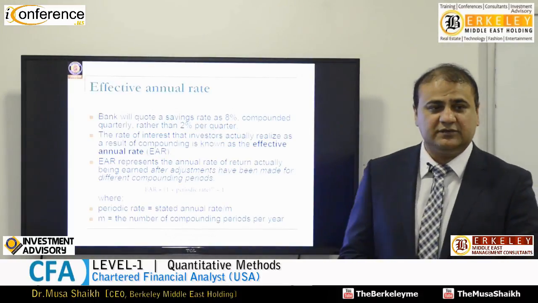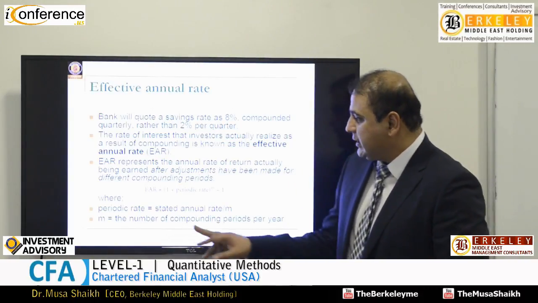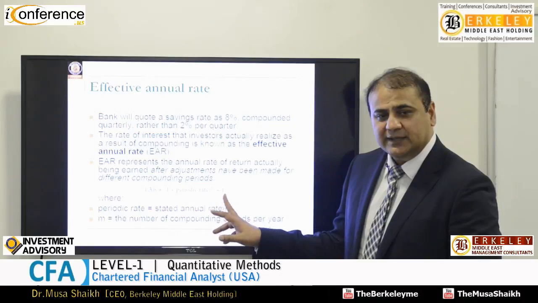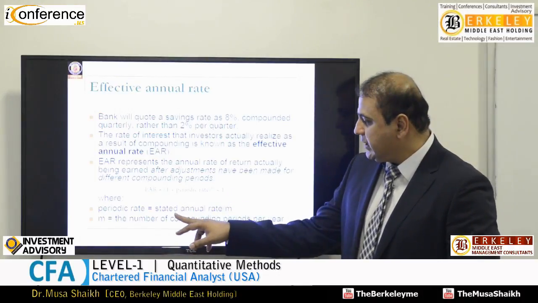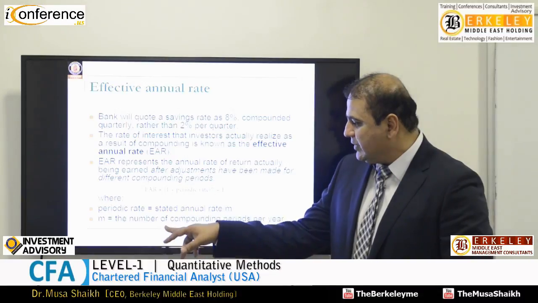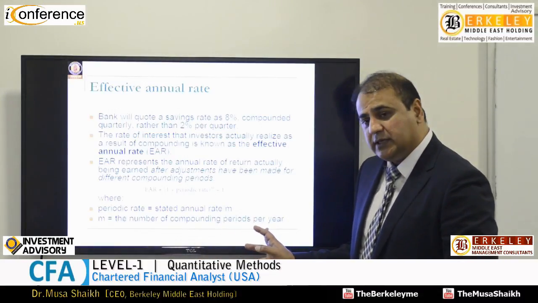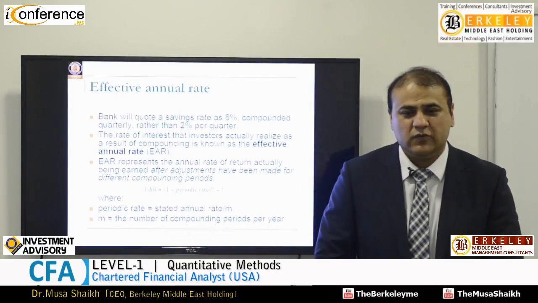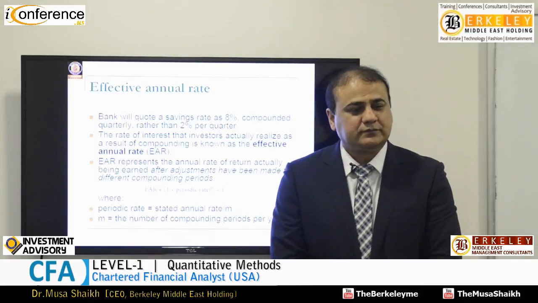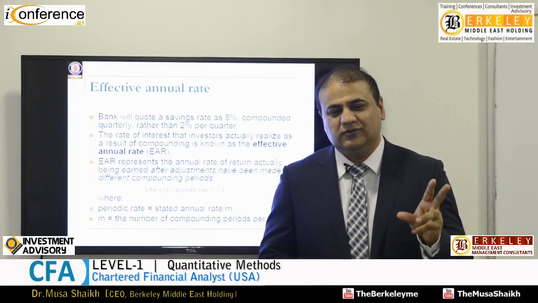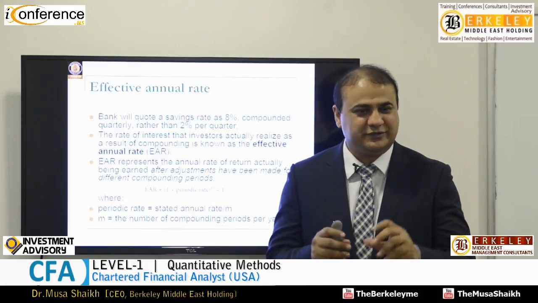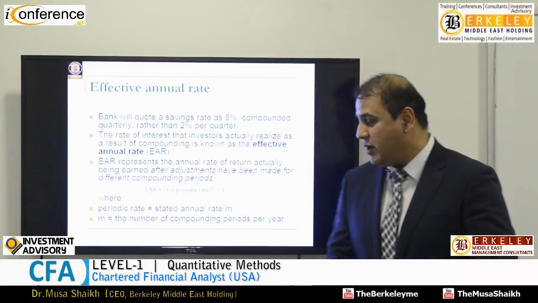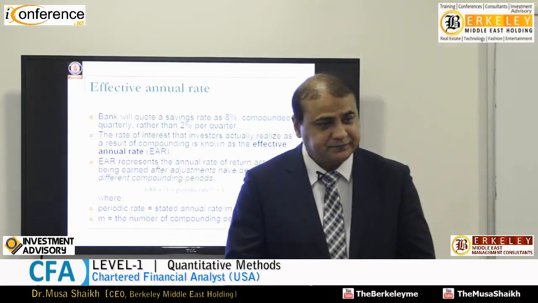Effective annual rate is really interesting. There's a formula: 1 plus the periodic rate, to the power m, minus 1. What is the periodic rate? The stated annual rate divided by m, the number of compounding periods per year. Let me give some highlights about compounding, the origination of compound interest, as in typical interest calculations. How does it work?